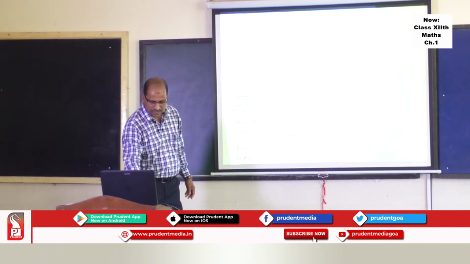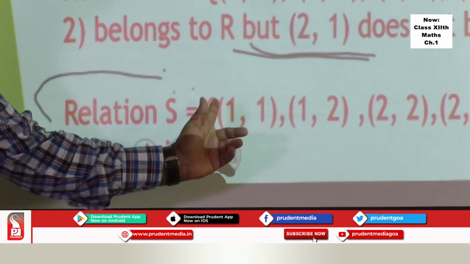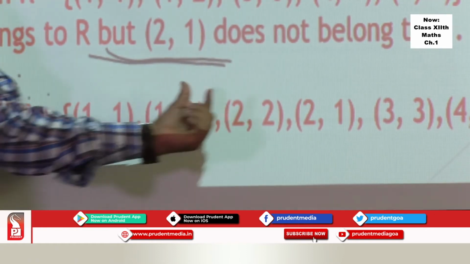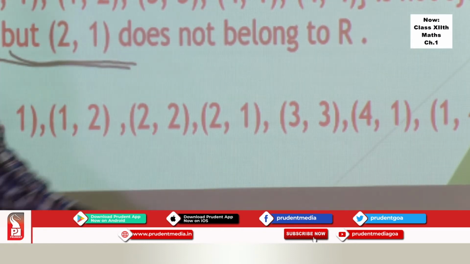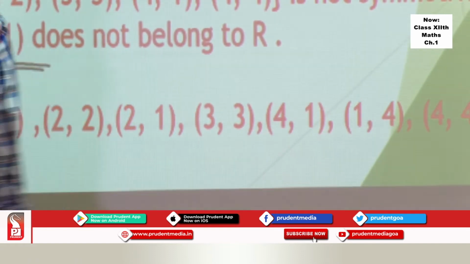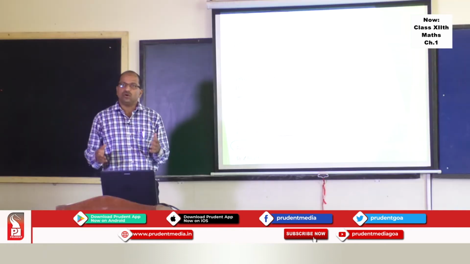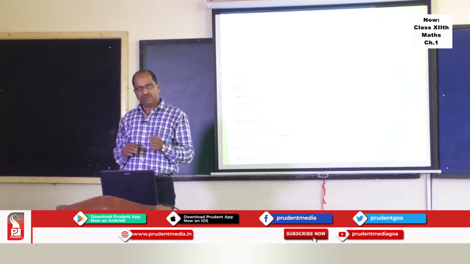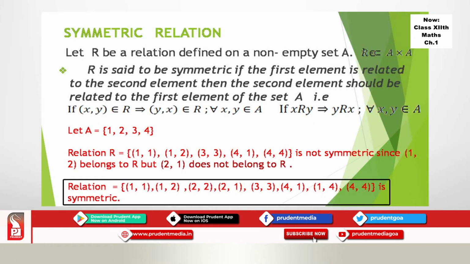Whereas the last relation which I mentioned here, relation on S, is symmetric, because (1, 1), the opposite is (1, 1). (1, 2), the opposite is (2, 1), present here. (2, 2), the opposite is (2, 2). (3, 3), opposite is (3, 3). (4, 1), opposite is (1, 4). And the last ordered pair, (4, 4), the opposite is (4, 4). So all the ordered pairs which are required to satisfy the definition of symmetric relations are satisfied by this relation, and therefore it is a symmetric relation.